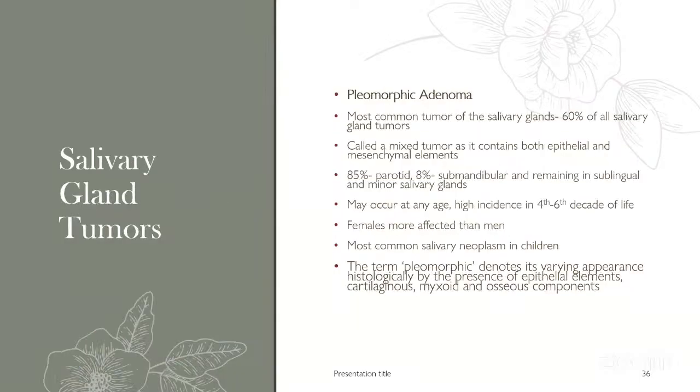So moving on to salivary gland tumors. Pleomorphic adenoma is one of the most common benign salivary gland tumors. It's called a mixed tumor as it contains both epithelial and mesenchymal elements. Most commonly it occurs, 85% in parotid, 8% in submandibular, and females are more affected than men. The term pleomorphic denotes its varying appearance histologically by the presence of epithelial and mesenchymal elements, along with cartilaginous, myxoid, and osseous components.